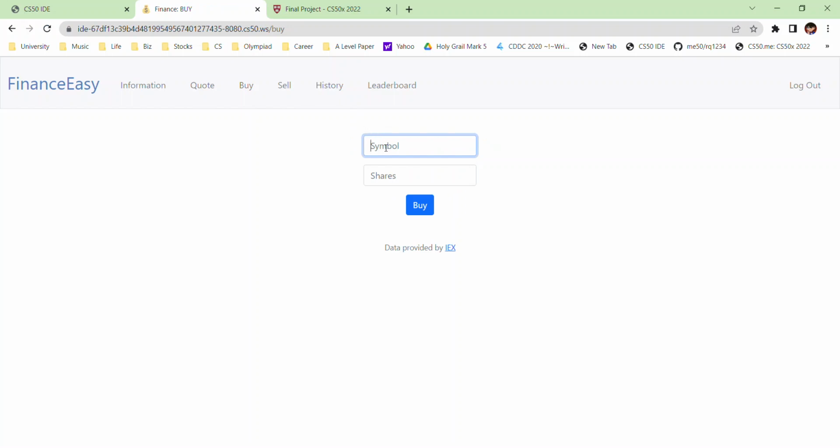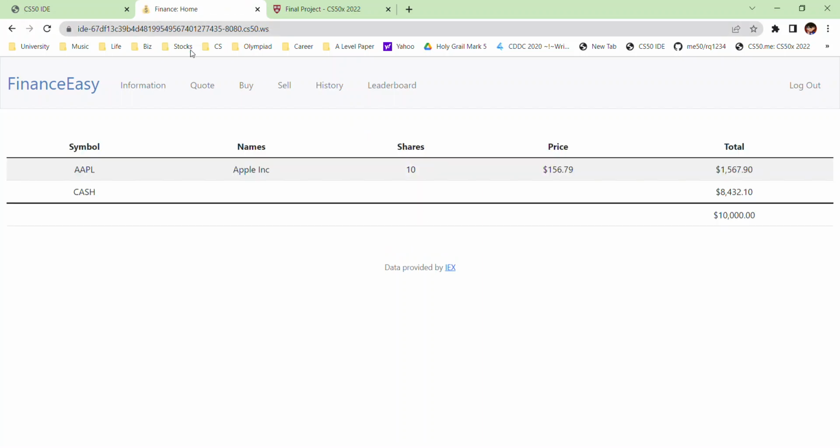And when it comes to buy, let's assume that we want to buy 10 shares of Apple. Yes, we'll be redirected back to our home page, where it will show that we have bought 10 shares of Apple, with remaining cash being 8,400.